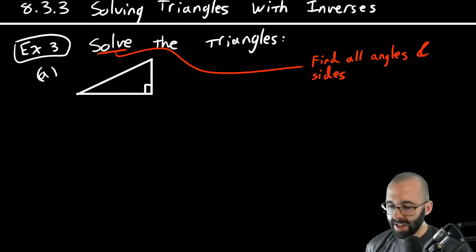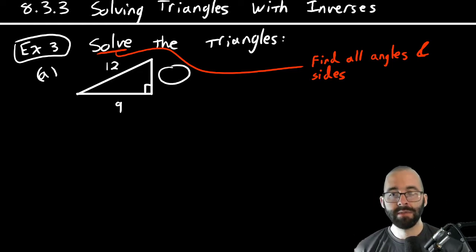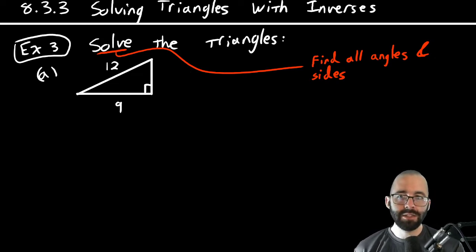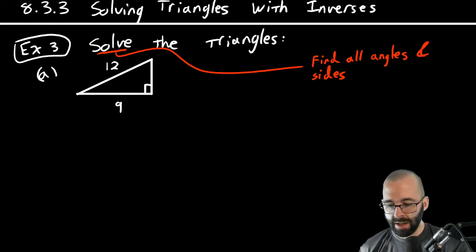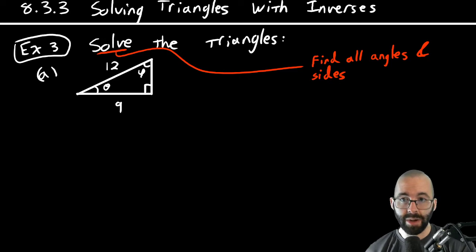All right. And let's say I give you this triangle and I tell you that this side is 9, this side is 12. Well, first off, we can find this other side with the Pythagorean theorem. Well, let's do that later. Let's just find an angle right now. Let's call this angle over here theta. Maybe this angle over here phi. You could call it something else as well, but Greek letters are very common for angles, specifically those Greek letters.